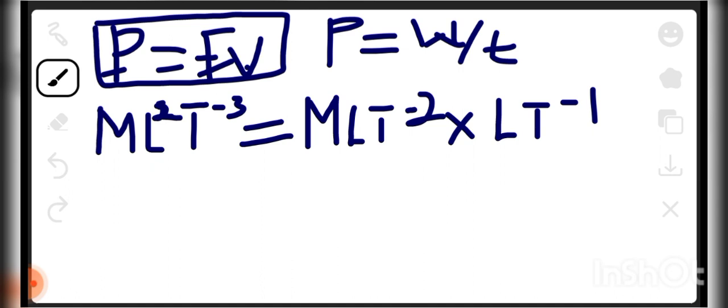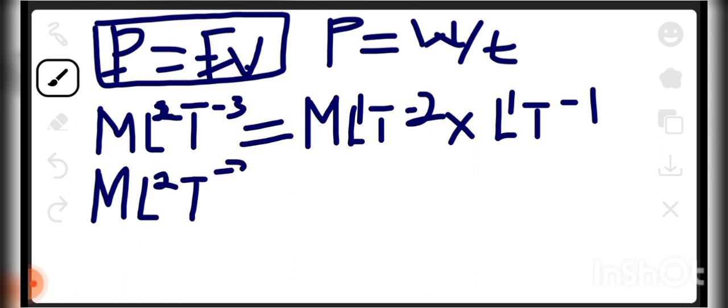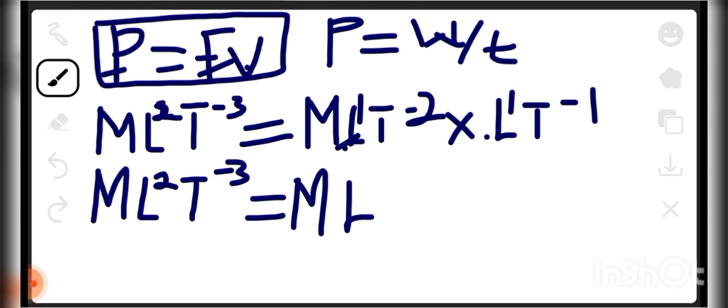Remember, anything standing alone has a power equal to 1. So this L here has a power of 1. If you see anything just standing without any power, it has an imaginary, latent power equal to 1. Next, we can now say M L squared T raised to power minus 3 is equal to M, then L raised to power 1 times L raised to power 1, L times L gives us L squared.